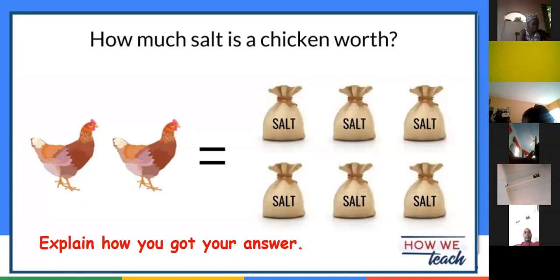Right? Because it's an even number that's there. And so they would know that it would be shared into two and each portion would get three.